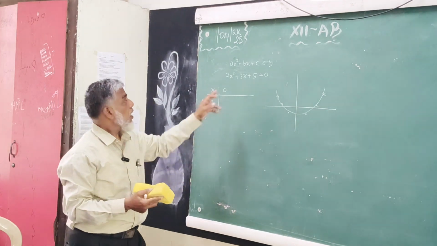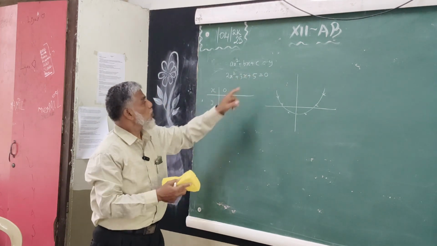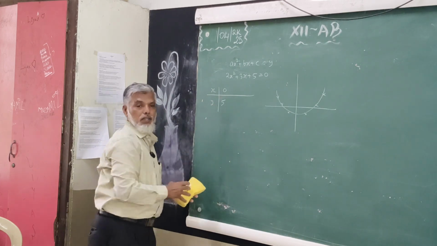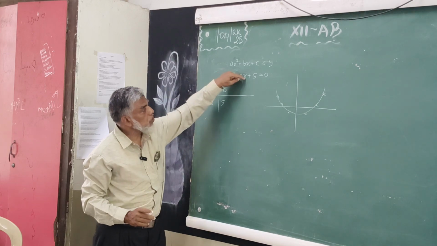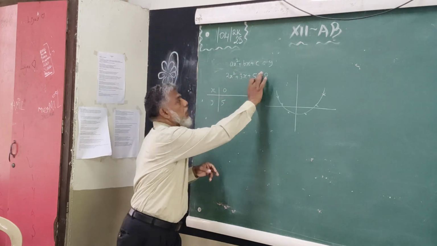Y means what? The answer. About 0, 0, so it is 5. What am I putting? X is equal to 0. I am putting 2 into 0, 3 into 0, so plus 5. Not 0, so 5.